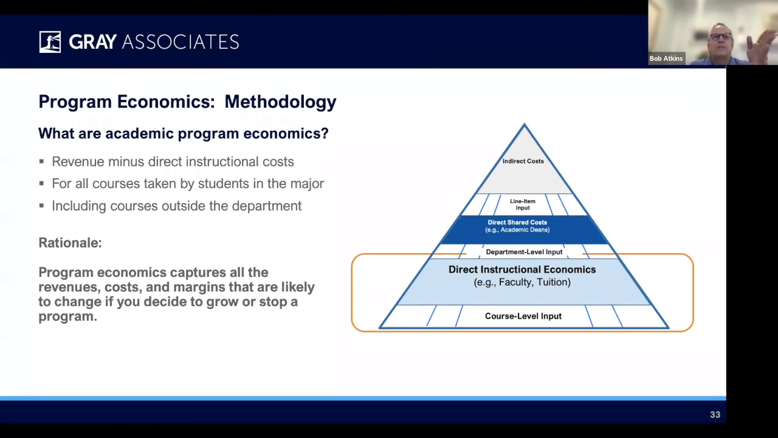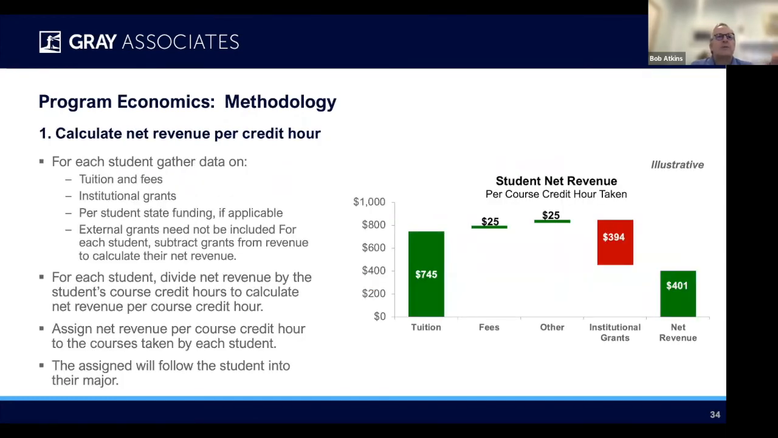So we tend to focus on this number when we're making program decisions. There are other kinds of decisions where you'd want to include the full cost, but when you're making a program decision, you want to focus on the revenue, cost, and margin that are likely to change because of that program decision.